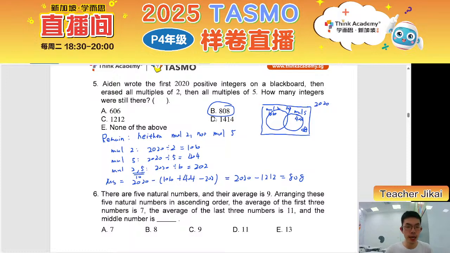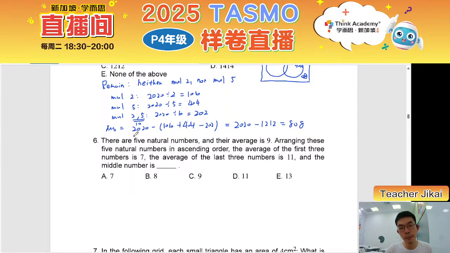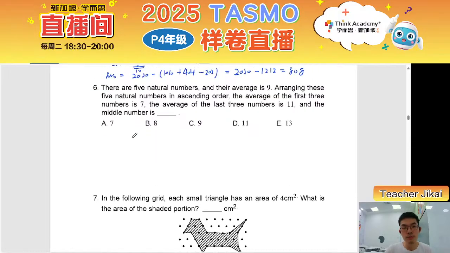So yeah, this is question 5. And let's talk about question 6. Oh, there are 5 natural numbers and their average is 9, and the average of the first 3 is 7, the average of the last 3 is 11. So what is the middle number? So here, when you see the average and you know how many numbers there are, of course you can know the total here, right? So we can just start with the total here.